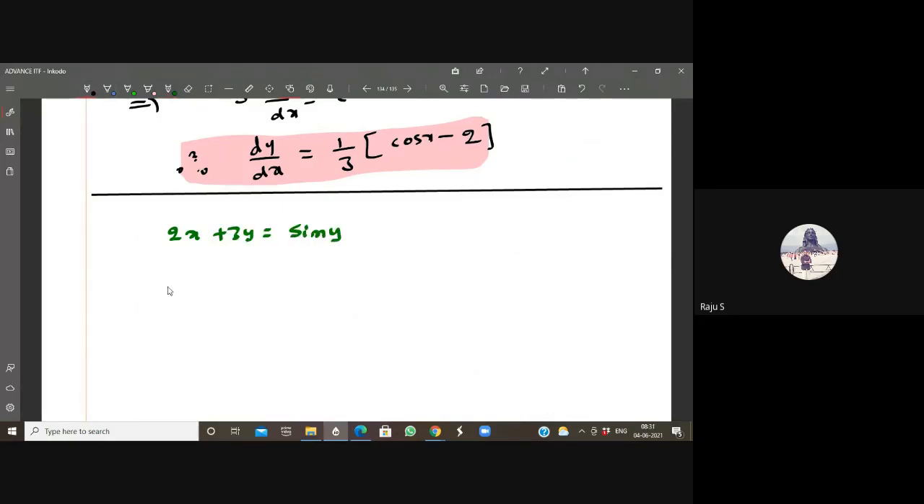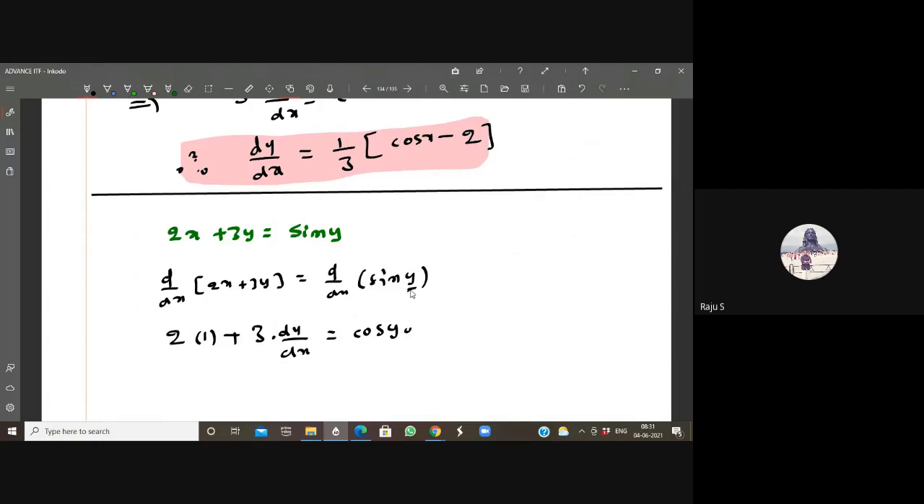Same here. Take dy by dx on both sides: dy by dx of 2x plus 3y is equal to dy by dx of sin y. After that, what to do? 2 into the derivative of x is 1, plus 3 into the derivative of y, which is dy by dx. On the right side, sin y becomes cos y, and again the y derivative. Here again the chain rule applies, because with respect to x, y is a different variable. Both are different variables.